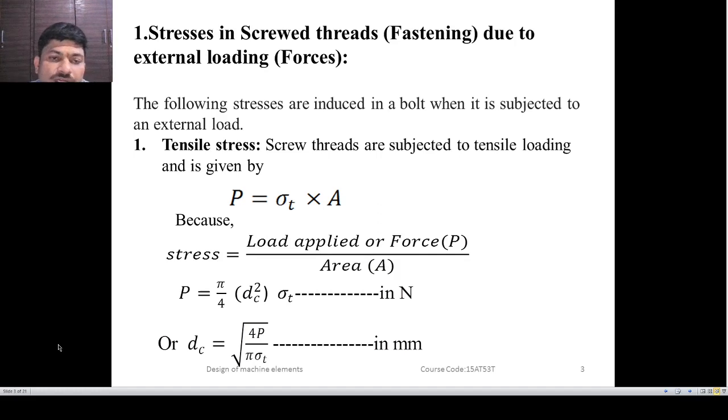Already we know from the basics of strength of materials that the definition of stress is very simple: the intensity of an internal resisting force is known as the stress, or in other words, the force or load per unit cross-sectional area. In the case of screw threads, the stress is equal to the load applied divided by the area of cross-section. So how are we going to calculate the area of a screw fastener, nut and bolt?